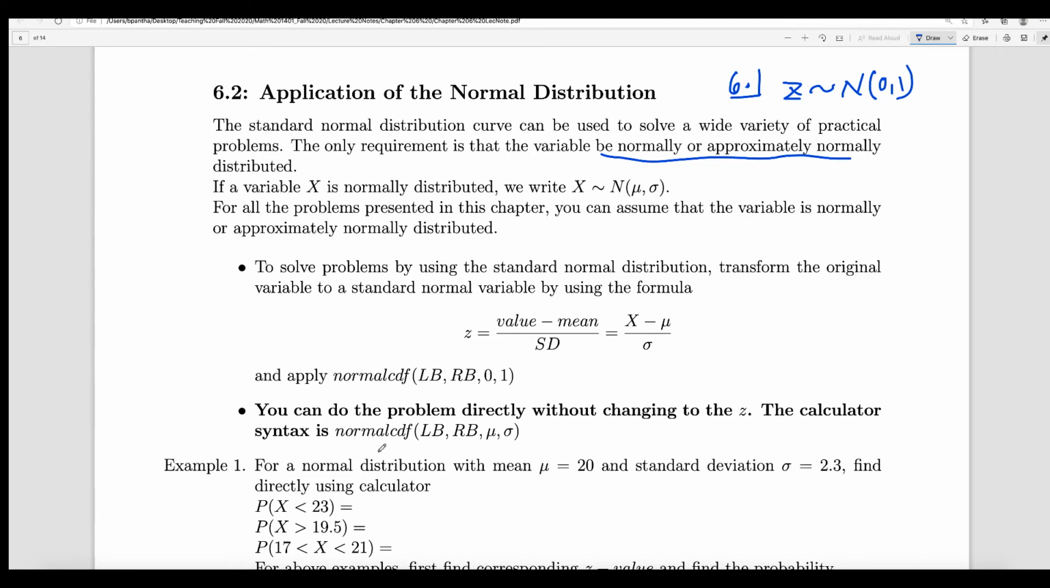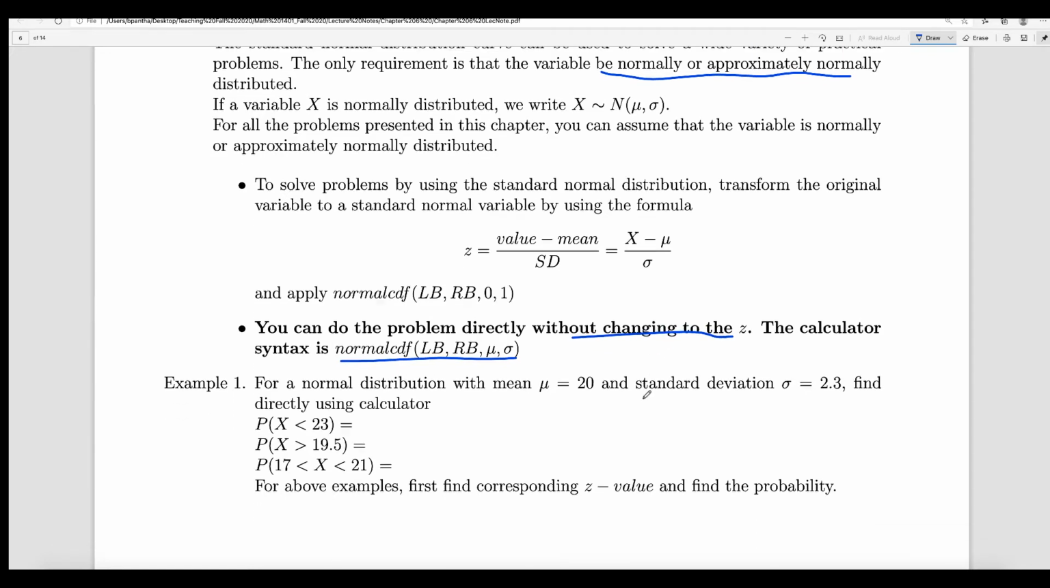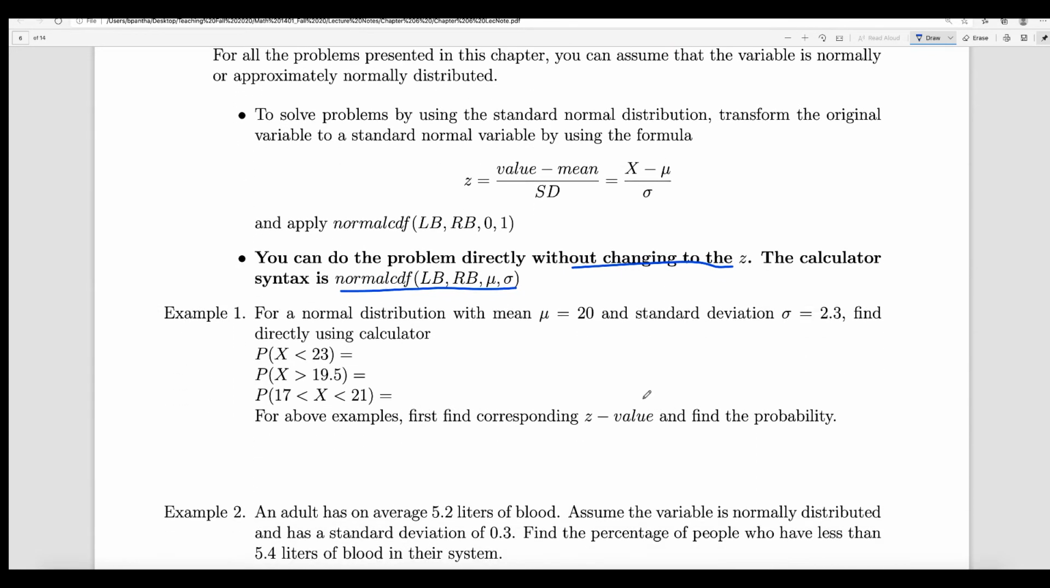So as in the previous problem, you can directly use left bound, right bound, mu and sigma, without changing into the G. So you can change into G or not change into G. Okay, let us see these examples.